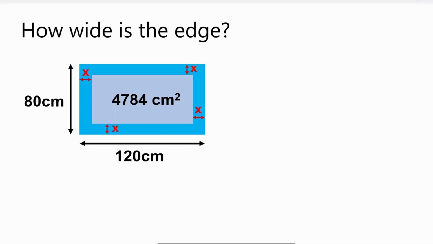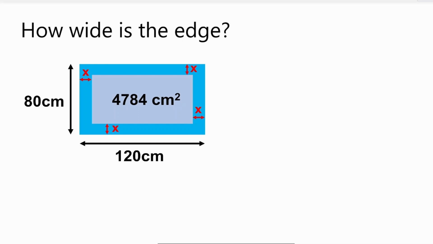Hello everybody. In this video we're going to be finding out the width of this edge on this box here. So we have a rectangle with an area of 4,784 centimeters squared, bounded by this boundary or edge which has a width of x, and we want to figure out how wide is this edge. So for the rectangle and the boundary together, there's a length of 120 centimeters and a height of 80 centimeters. So how do we find the x?